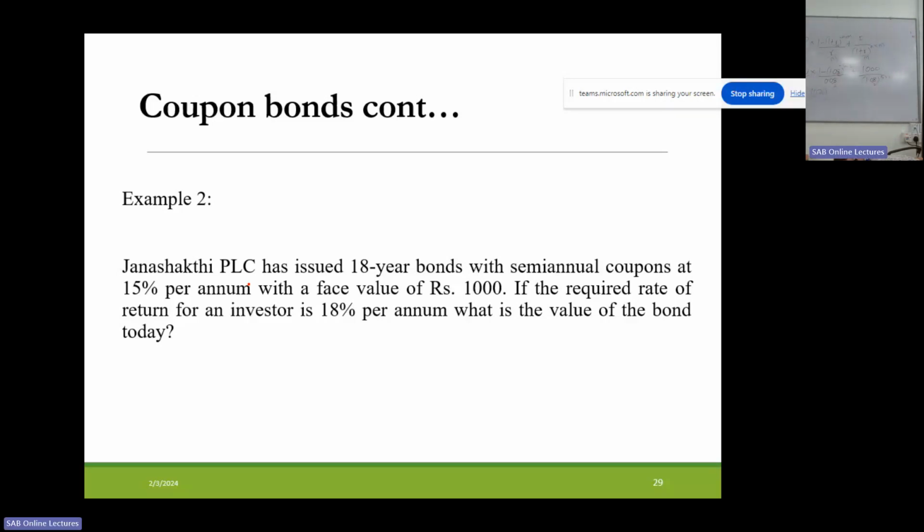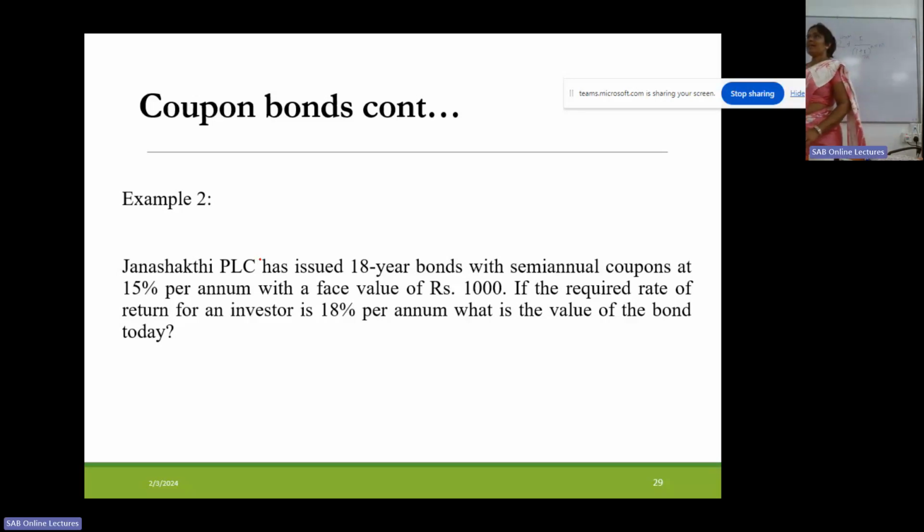Yanasati PLC has issued 18-year bonds with semi-annual coupons at 15% per annum with a face value of 1,000 rupees. If the required rate of return for the investors is 18% per annum, what is the value of the bond? So what is the value of the bond? The coupon rate is 15%, the required rate of return is 18%.